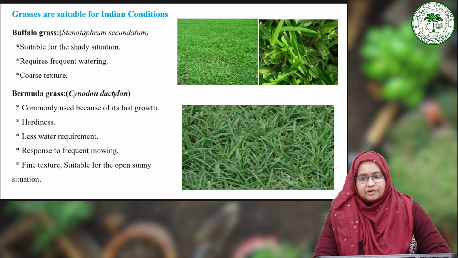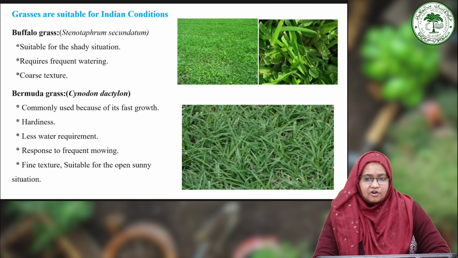The next one is Bermuda grass, scientific name Cynodon dactylon. It has fast growth. Bermuda grass is favored for its rapid growth rate, making it ideal for quickly establishing lawns. It is hardy; Bermuda grass is known for its resilience and ability to withstand various environmental conditions including heat and drought. It requires less water compared to some other grass species. Bermuda grass requires relatively less water once established, which is advantageous in regions with water scarcity.